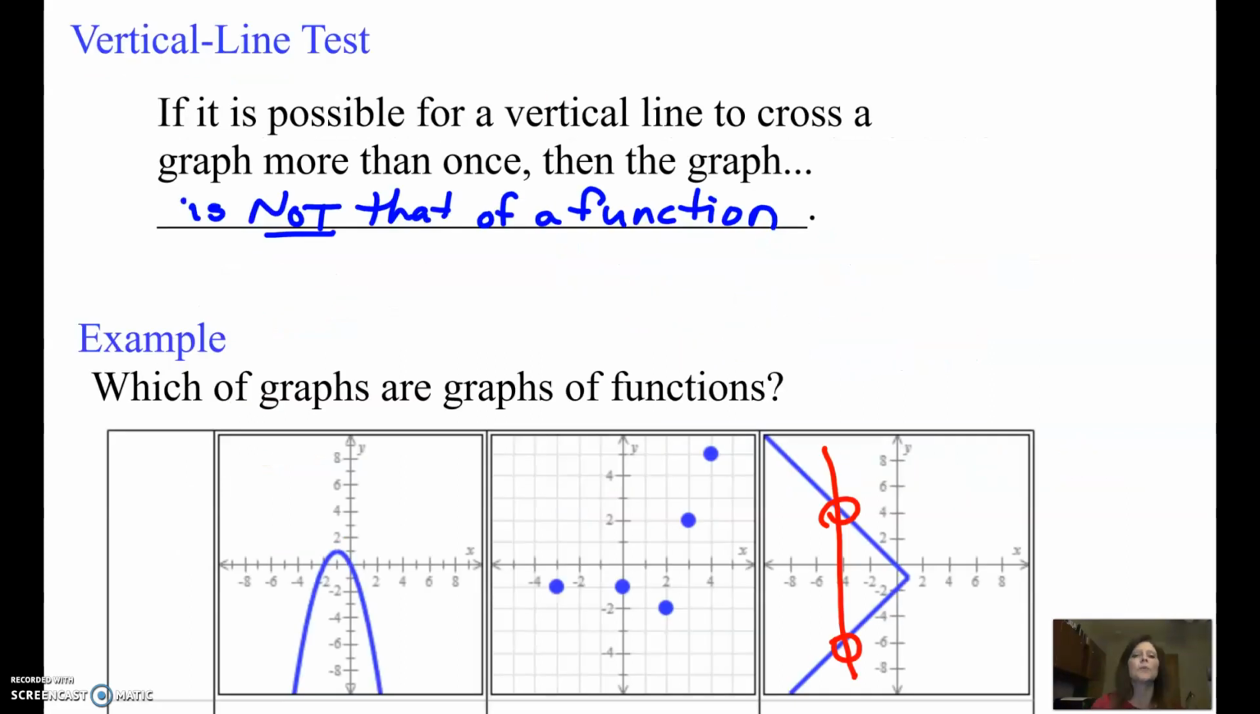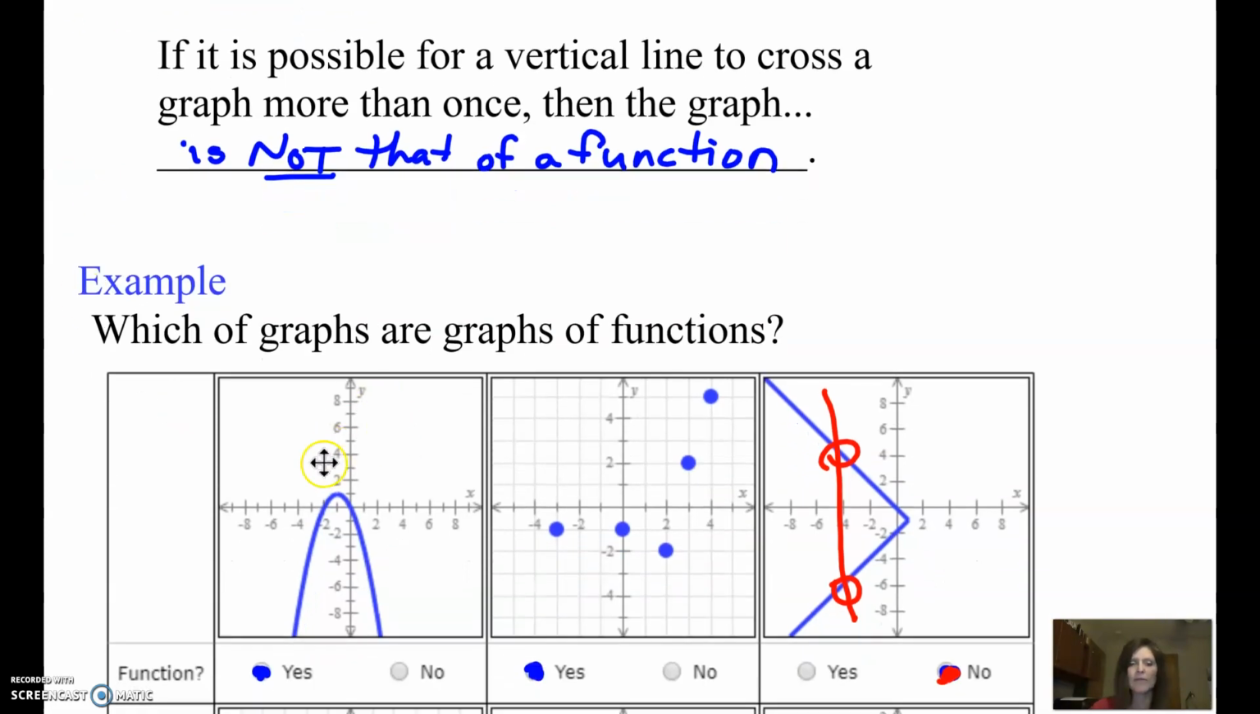There is a way to visually tell if something's a function as well, because if I repeat an x value with two different y's, I get a vertical line. So if it's possible for a vertical line to cross a graph more than once, then that graph is not going to be a function. Let's look at a few examples here.